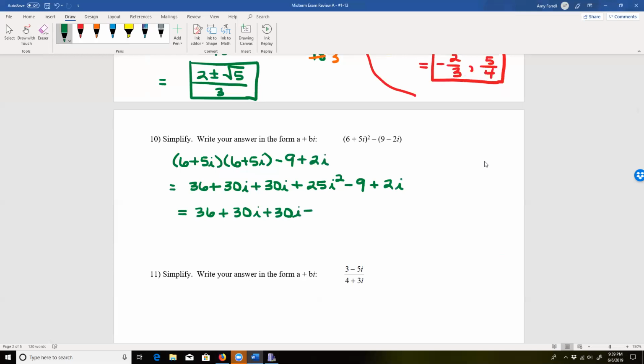But this 25i squared is going to become a minus 25. Let me show you why here in just a second. So if I replace i squared with negative 1, then I can see that 25 times negative 1 is just going to be negative 25. Combining like terms, 36, negative 25, and negative 9 are all like terms. We'll combine those. 30i, 30i, and 2i are like terms. We'll combine those. Final answer is, so let's see, 36 minus 25 is 11, minus 9 would be 2. 30i, 30i, 2i would be 62i.